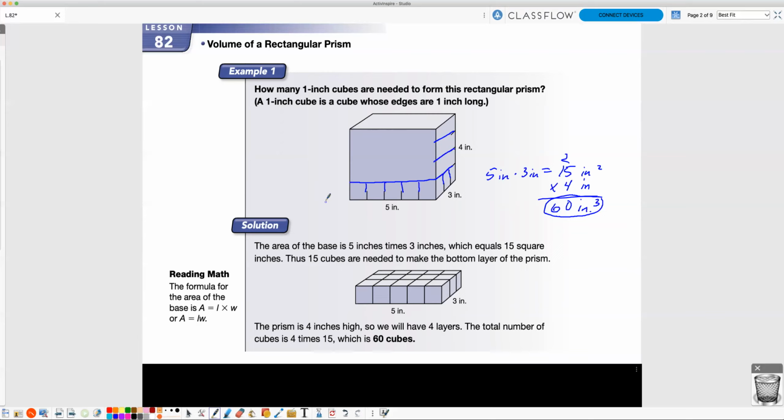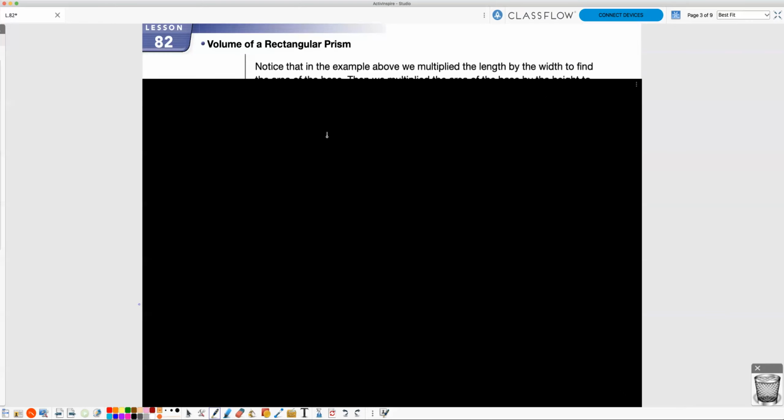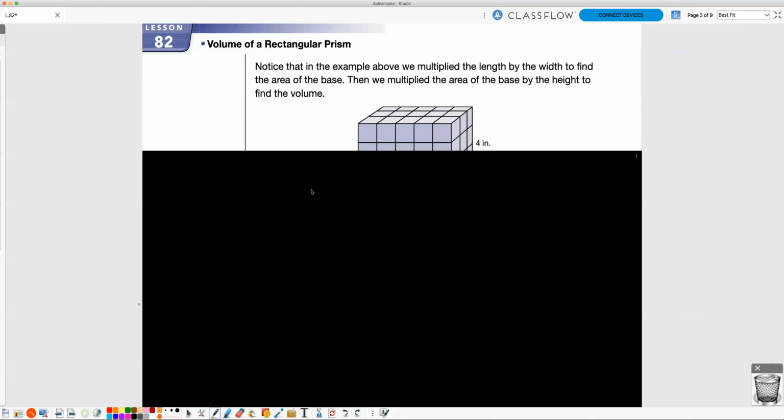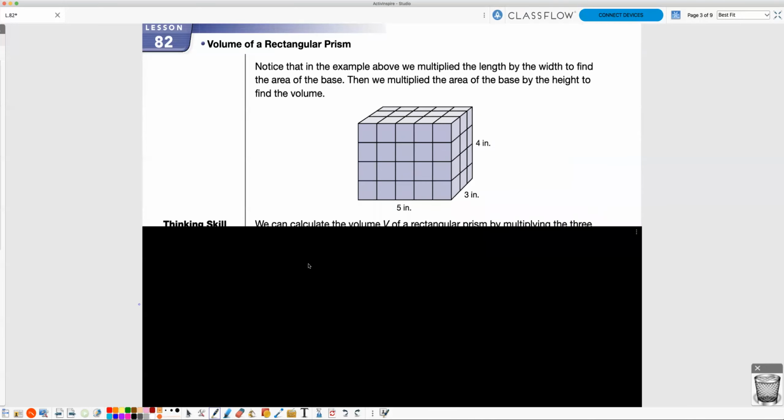rectangular prism. So the formula for the area of a base is simply length times width. If we were looking for the volume of the entire rectangular prism, we have to remember that it has the first layer, the base layer, and then there are 3 additional layers on top of that. So notice in the example above, we multiplied the length by the width to find the area of the base. Then we multiplied the area of the base by the height to find the volume.